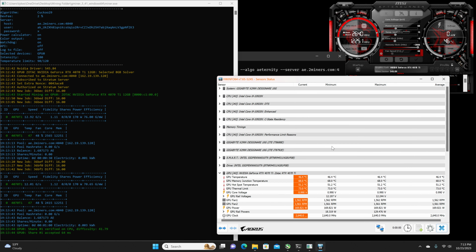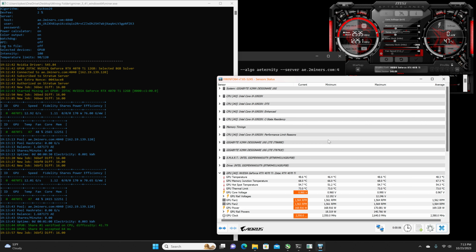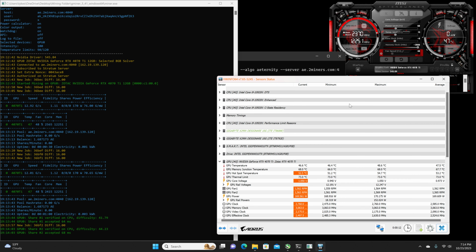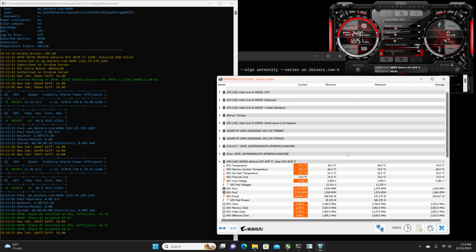Come on, there we go. So temperature is 46 to 48 C with a memory junction temperature of 68 C and a hotspot of 51 to 52 C. So it came down on the thermals a little bit, but the memory junction temperature is up 2 C.